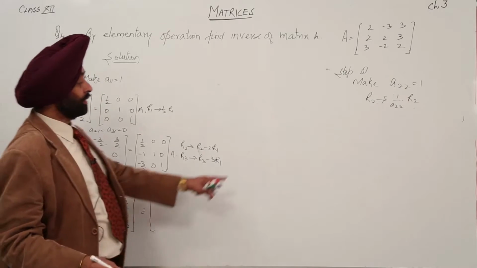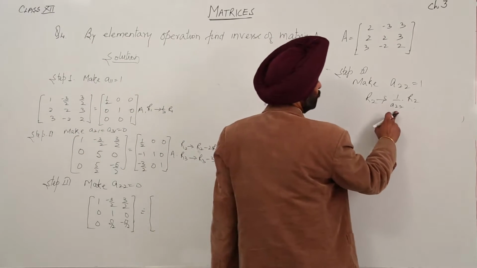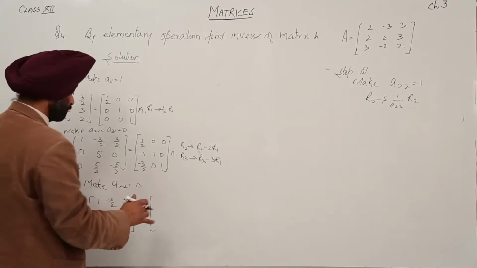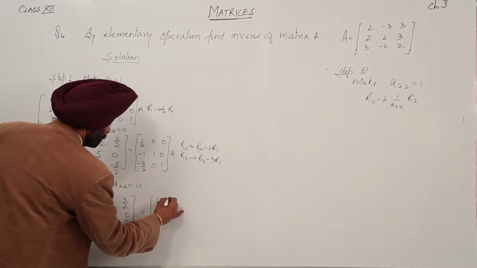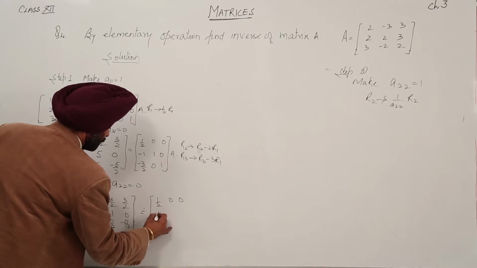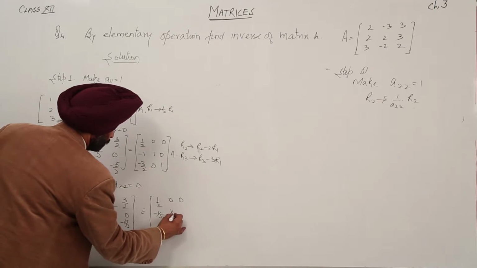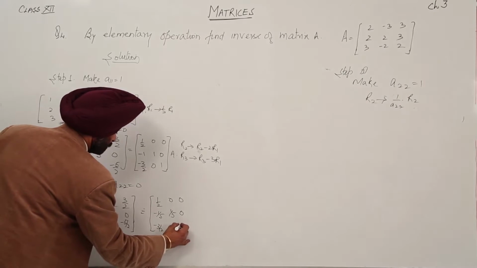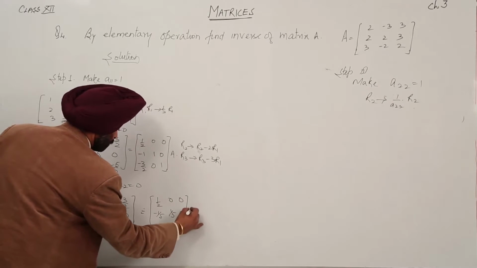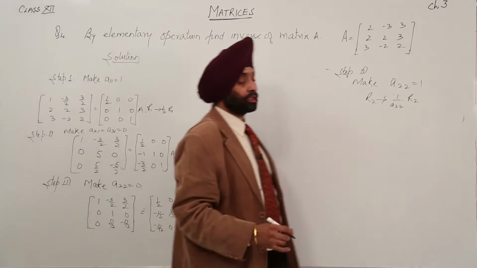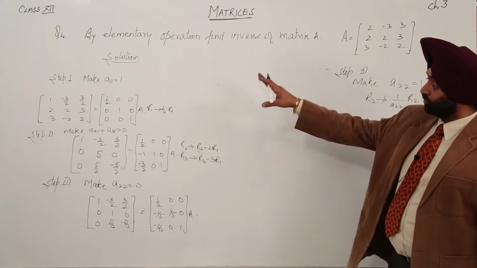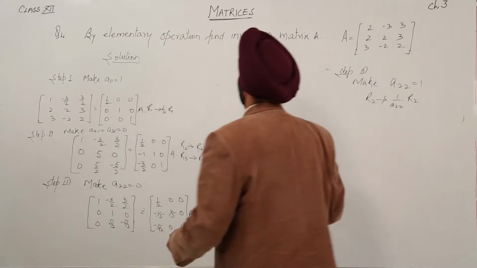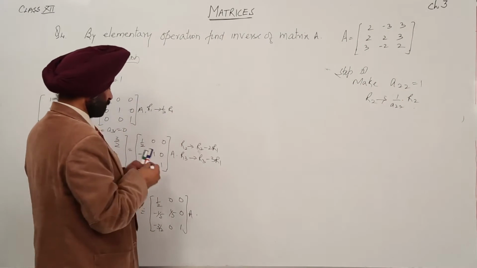Now what have we applied? We have applied 1 upon A22, which means we have divided the second row by 5. Okay. So half, 0, 0, minus 1 by 5, 1 by 5, 0, minus 3 by 2, 0 and 1 with A. So we are having 3 steps. Step 1, step 2, step 3. Now let's move to step number 4.